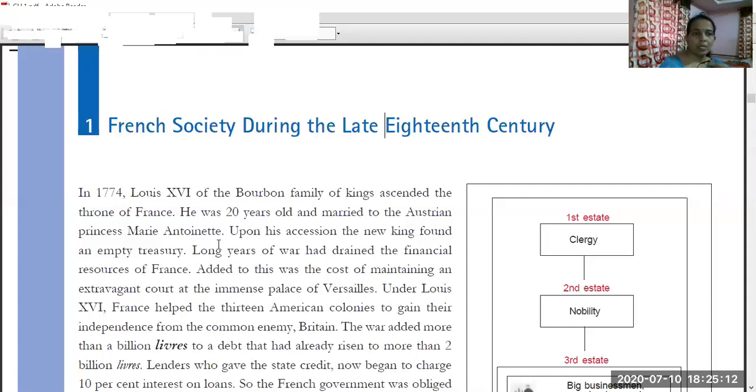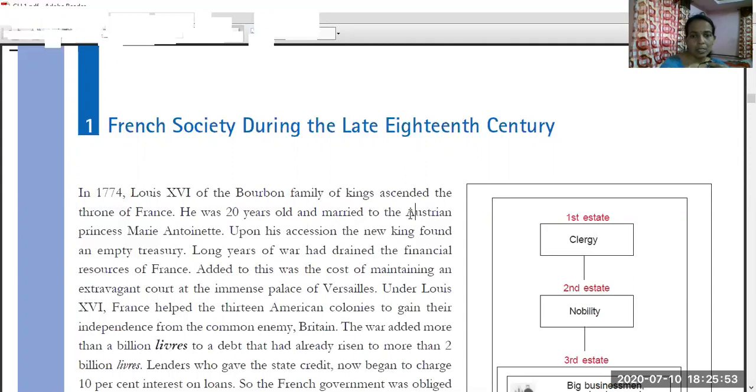First of all, we will understand the political part. Political part means changes in the rule. The ruler changed in 1774. Louis XVI of the Bourbon family of kings ascended the throne of France. In the year 1774, Louis XVI of the Bourbon family became king of France. When he became king, he was just 20 years old and got married to the Austrian Princess Marie Antoinette.